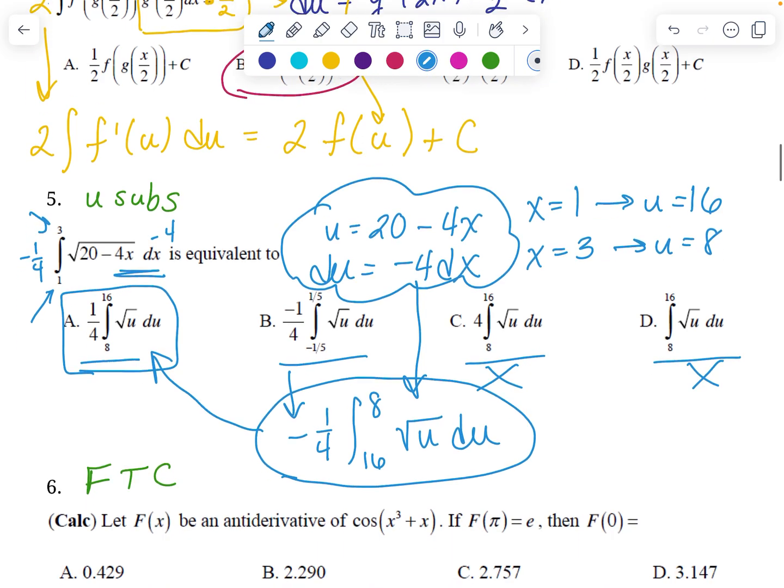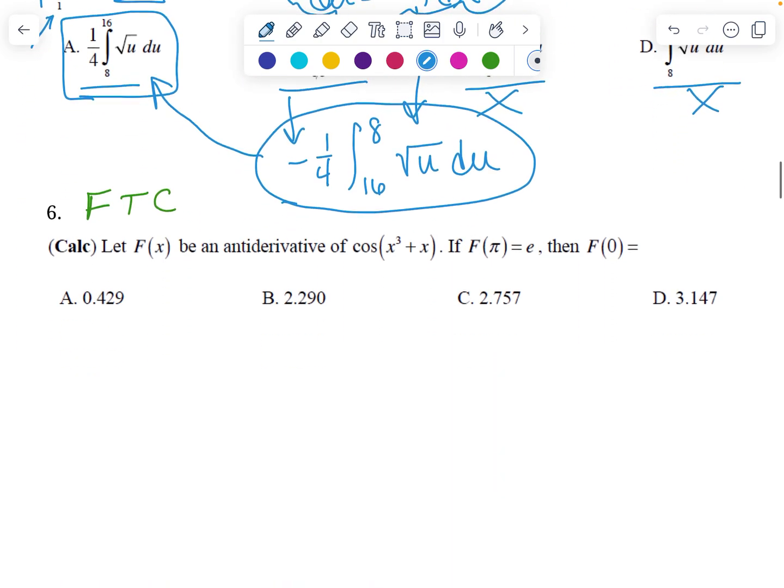Woo! Smart. Staying calm. All right, and as our reward, we get a calculator question. That was very tongue-in-cheek, you guys. I hate the calculator questions. All right, but we just got to get through it, right?